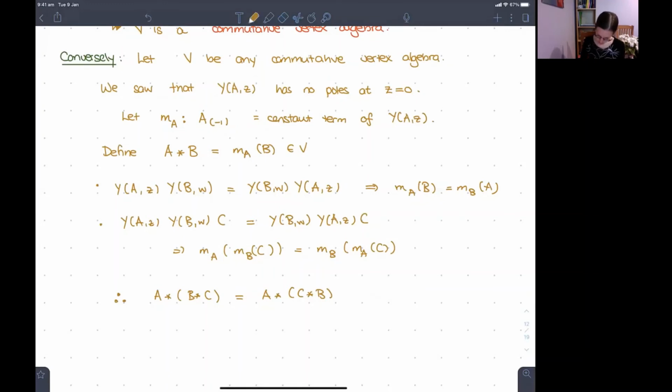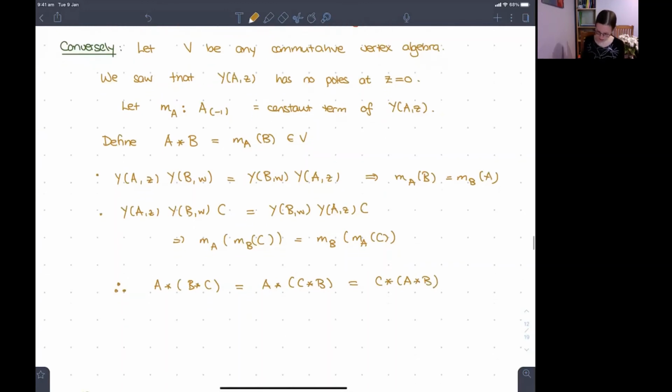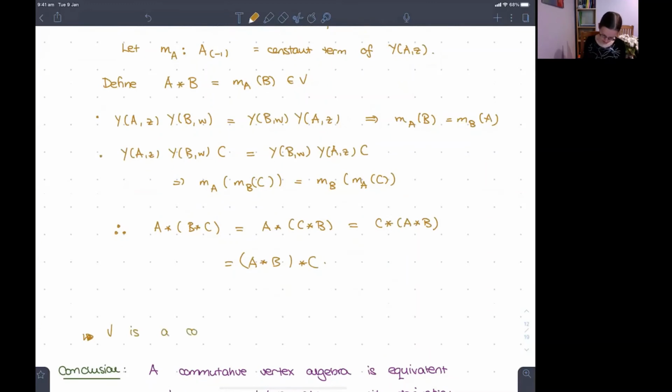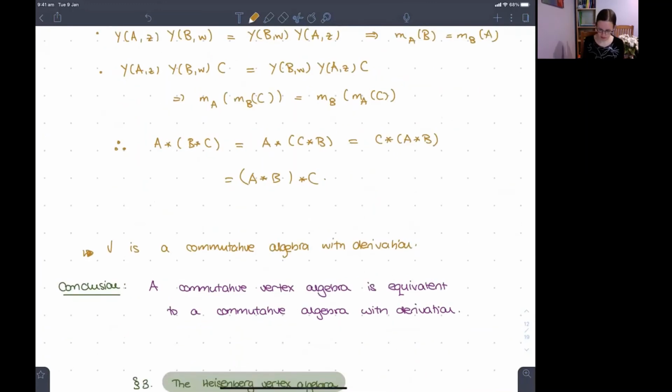I think that at this stage, I should swap the role of A and C using this rule here. Yes, this is better. And then I can commute again. So this is a small algebra exercise that I think is correct now. Okay, and so what we get is that V is a commutative algebra with derivation. And the conclusion is that a commutative vertex algebra is equivalent to a commutative algebra with derivation.